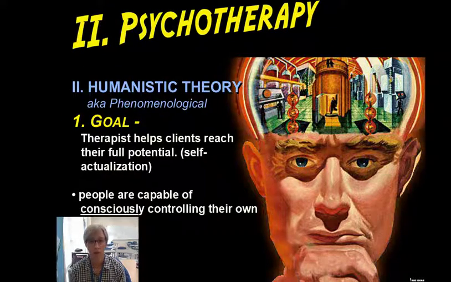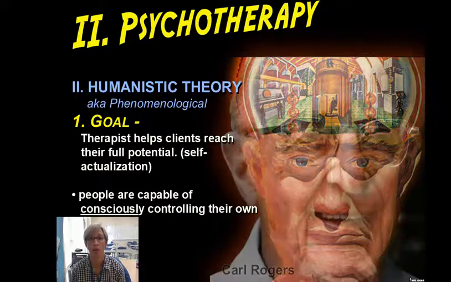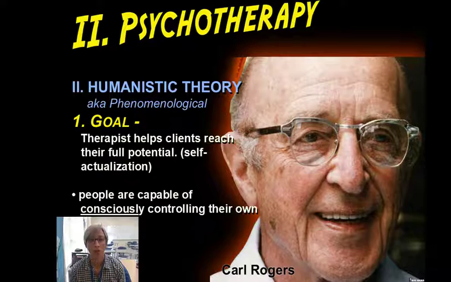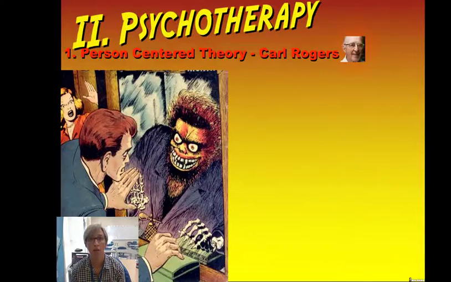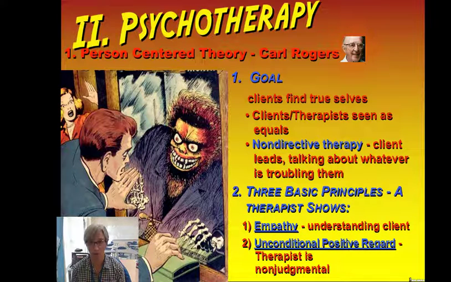So humanistic therapy, in contrast, has the goal of helping clients reach their full potential. Remember that Maslow and a man named Carl Rogers want people to become self-actualized. And so they believe that people are capable of consciously controlling their own actions, therefore they can change their behavior. Carl Rogers is behind humanistic therapy and the term person-centered therapy.